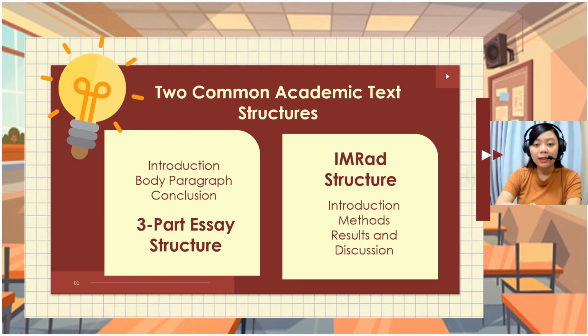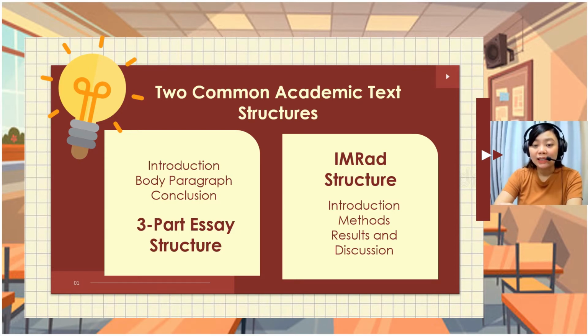So the most common academic text structures are as follows. We have 2 common academic text structures: the 3-part essay structure and the IMRAD structure. The 3-part essay structure is the usual IBC format, or the introduction, body paragraph, and the conclusion part. This format is actually used in literary text and in essays that we write. But in academic text, we also abide by this structure.